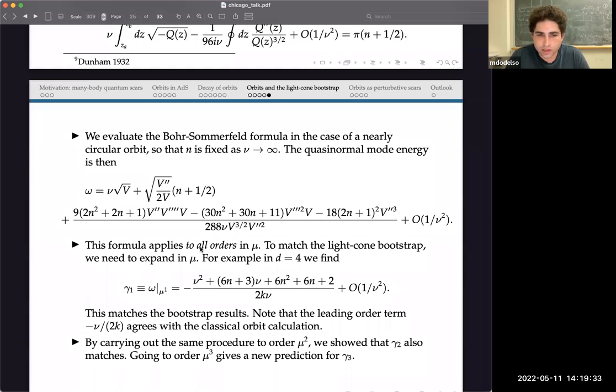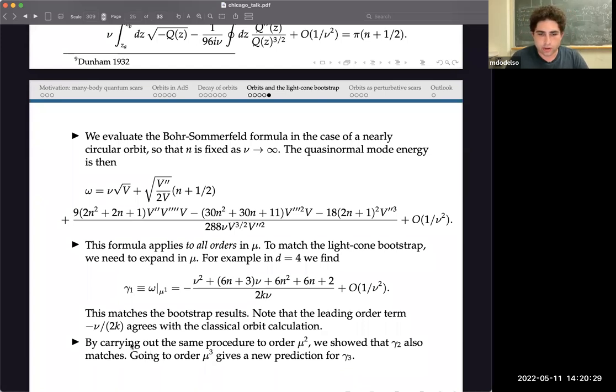Now we want to match the light cone bootstrap. So we need to specialize and expand in mu. What you find in d equals 4 for the coefficient of mu in the anomalous dimension is this form. This matches the bootstrap results, so it confirms this formula. Note also that if we take the mu to infinity limit, then we get this leading order term minus nu over 2k. That was what we found in the anomalous dimension for a classical orbit. So the large nu limit indeed reproduces the classical orbit trajectories from the quasi-normal mode energies.